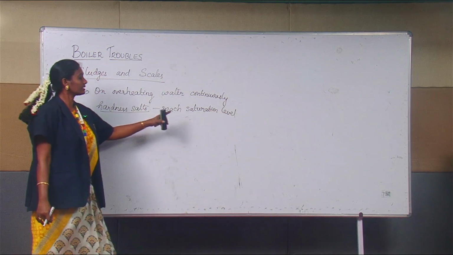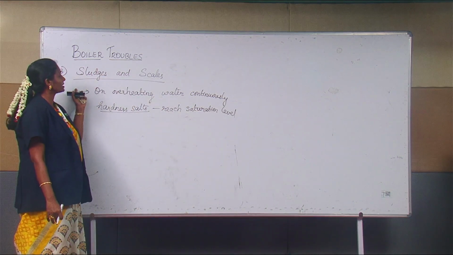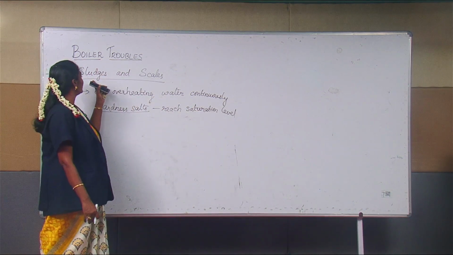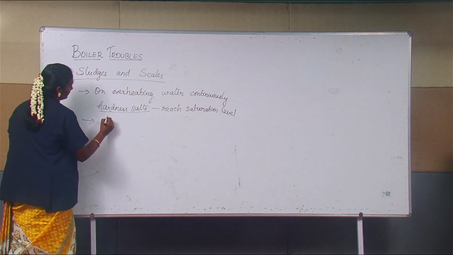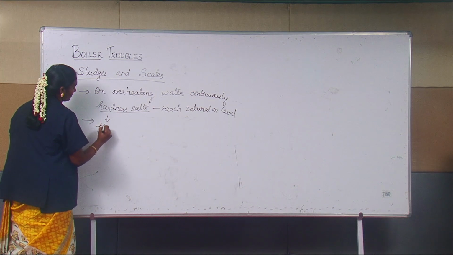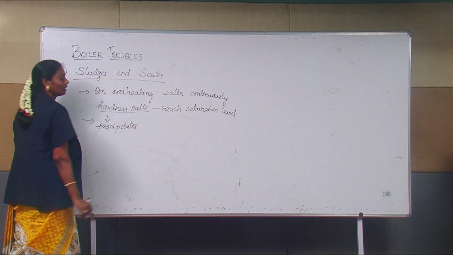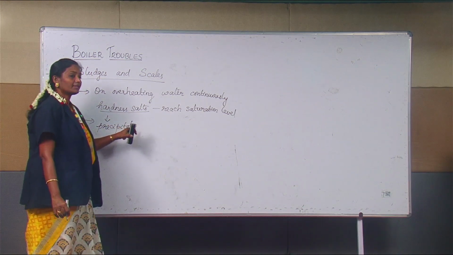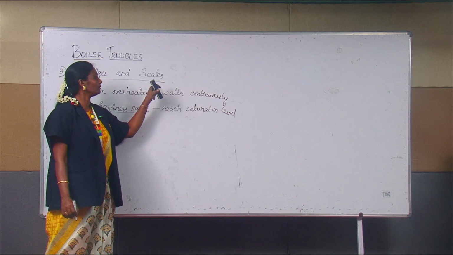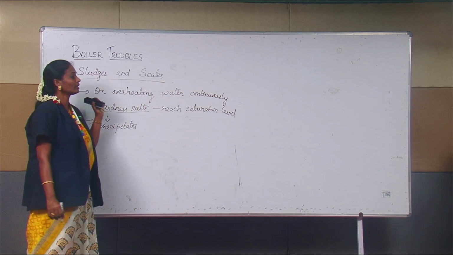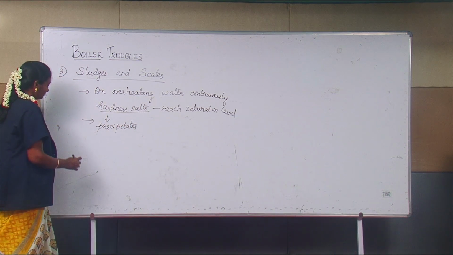When it is reaching the saturation level, it would result in precipitate formation, and it would ultimately result in sludges and scales. So if the precipitates are soluble, we call it sludge. If it is insoluble, we call it scales. Now let us look into the differences of the scales and sludges one after the other.